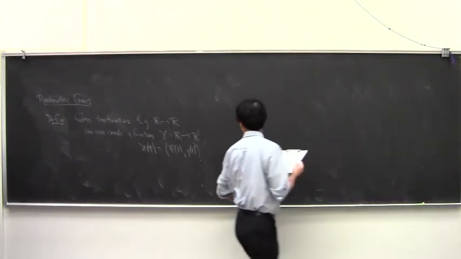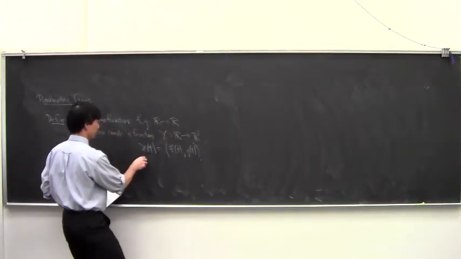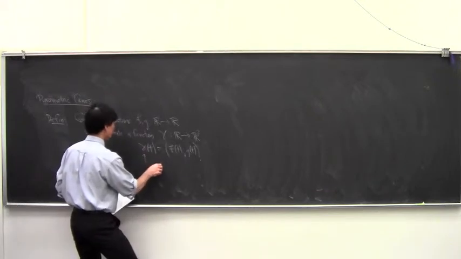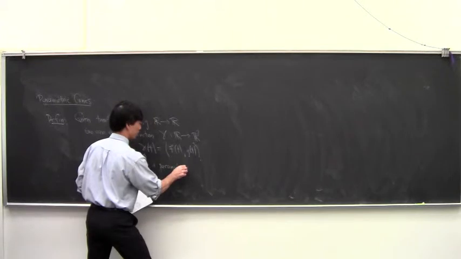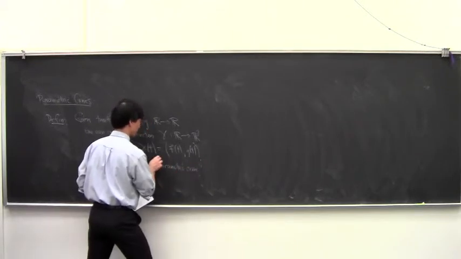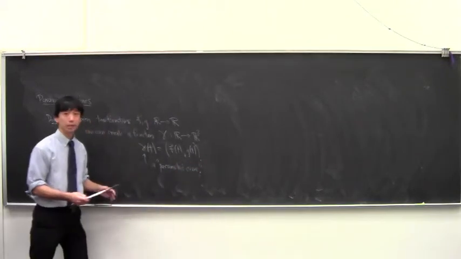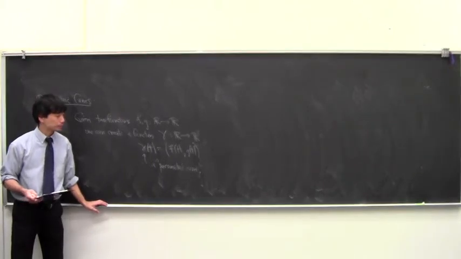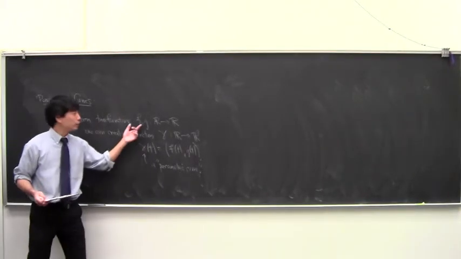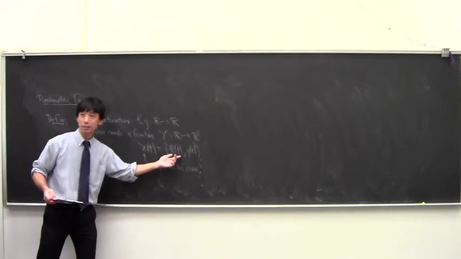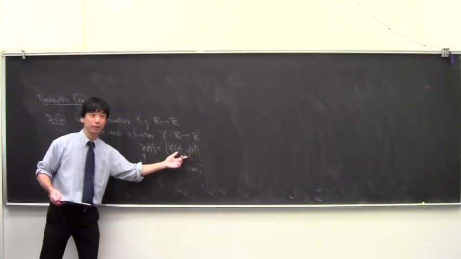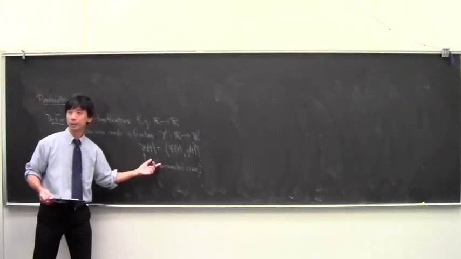And this thing is called a parameterized curve, or parametric curve. So you have two functions, f and g, and you're going to use them as the x and y coordinates of your parametric curve.